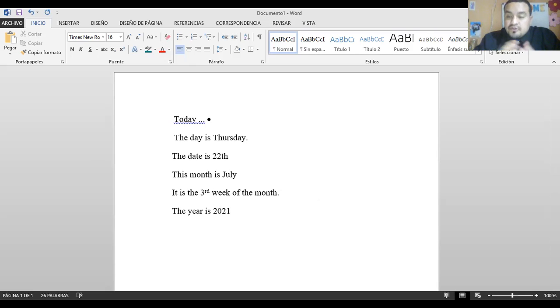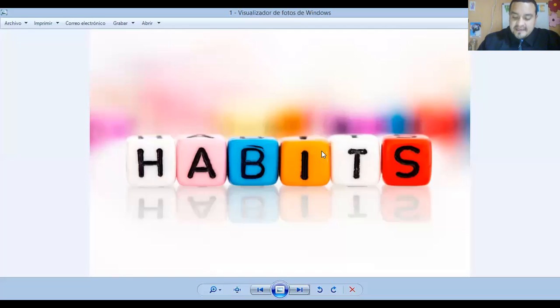Okay, did you see how useful a calendar was to do this activity? It was really useful, right? Why? Because it provides all the information about the year, about the month, about the number of weeks that a month has, and the specific days. So a calendar helps us keep track of our routines or the time that we're investing in certain actions. This is very important for you to understand for today's class, because today we are going to talk about habits.